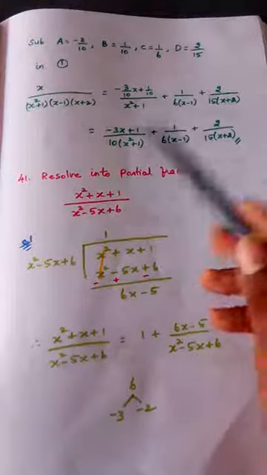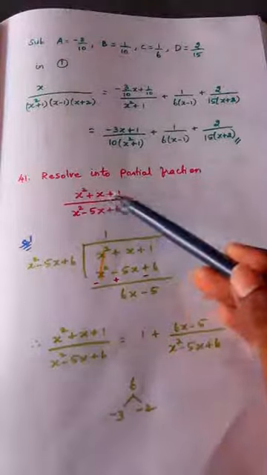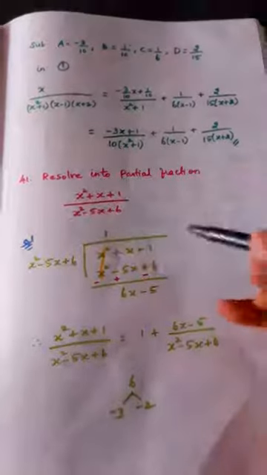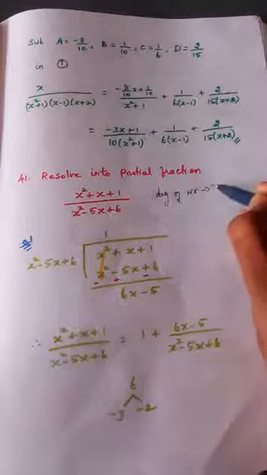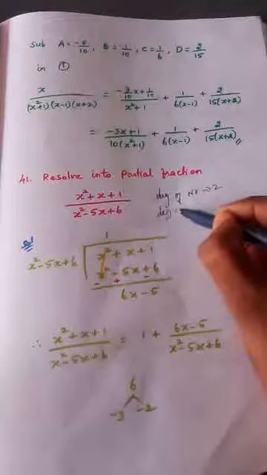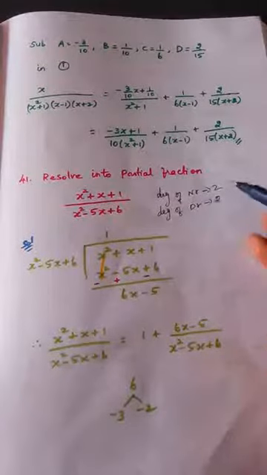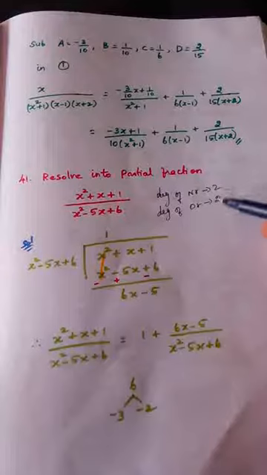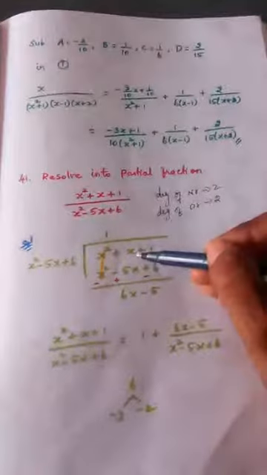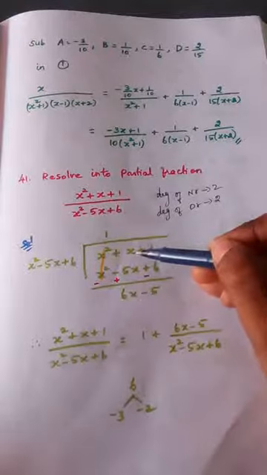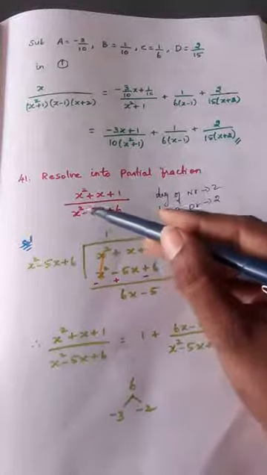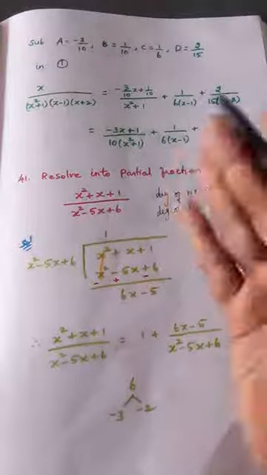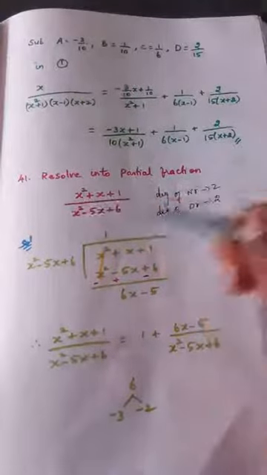We will see type 4. Resolve into partial fractions. The question is given like this. Now if you see, the degree of the numerator is 2. The degree of the denominator is also 2. So if the degrees become equal, then we should divide. Always in the denominator we should have the greater degree, and the numerator should have the lesser degree. Then we can do it as type 1, type 2, type 3. If the degrees become equal, then we should divide.